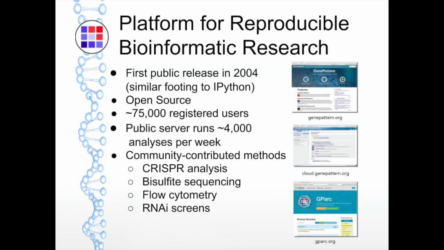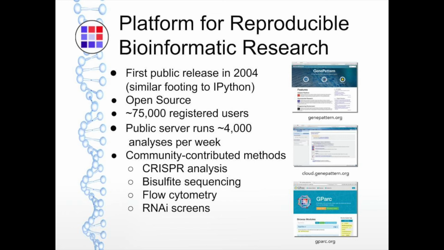GenePattern is a platform for reproducible bioinformatics research. It's a long-established project. The first release was back in 2004, and it's been going strong ever since. That puts it on similar footing to IPython, the parent to Project Jupyter. GenePattern is open source under a BSD-style license.